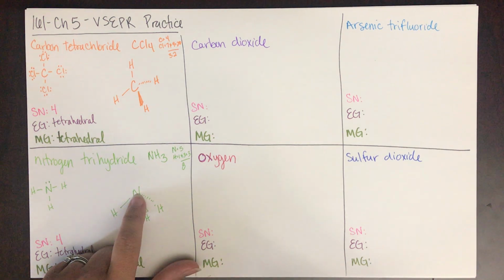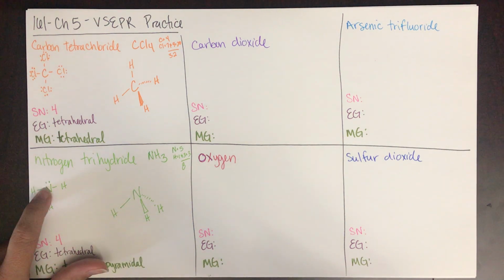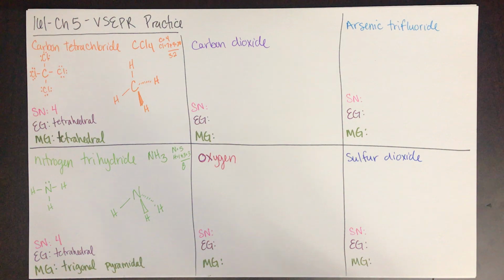You might see some examples of different work from different sources where it shows electrons and then some where it does not. It is necessary to have electrons in a Lewis structure. It is not in the molecular geometry. All right, let's move on to carbon dioxide.